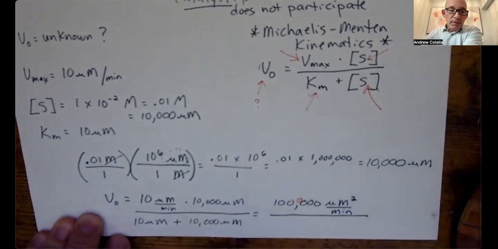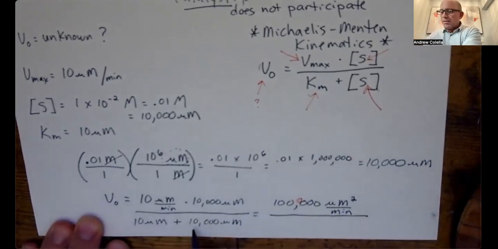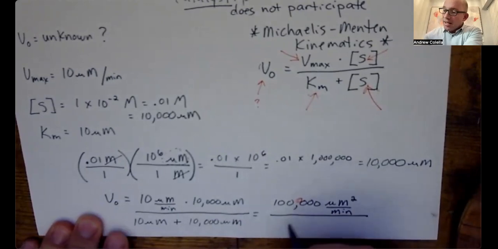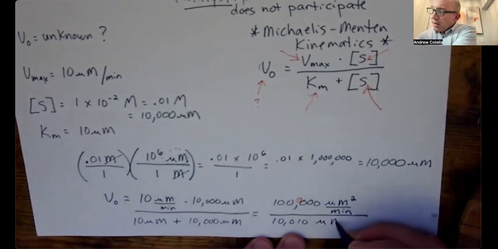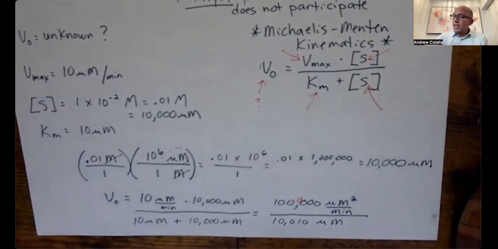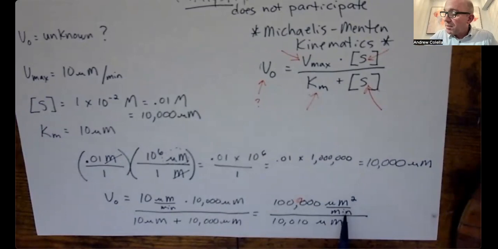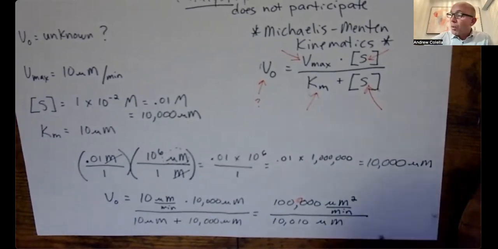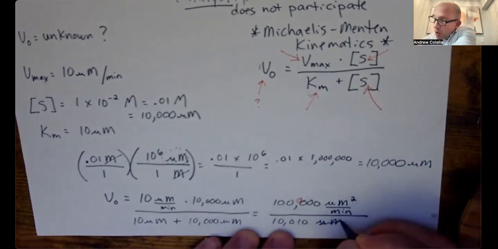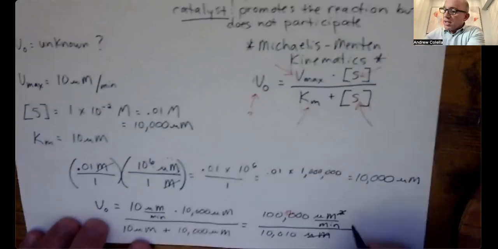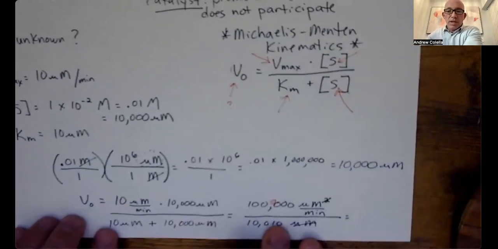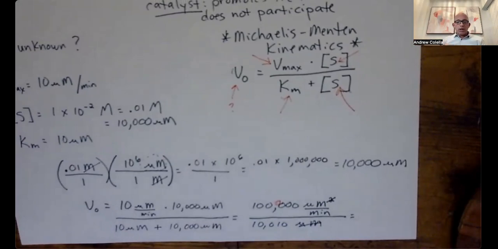Divided by, now this is just an addition problem. 10,000 micromoles plus 10 is 10,010 micromoles. Now we're going to do some division. We're going to go 100,000 micromoles squared per minute divided by 10,010 micromoles. Well, that's a mouthful. What we're going to do is realize that this will cancel one of those micromoles when we do our division.